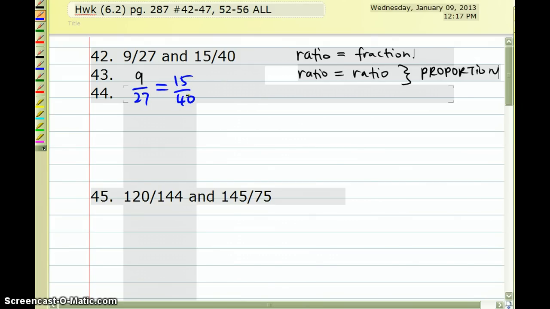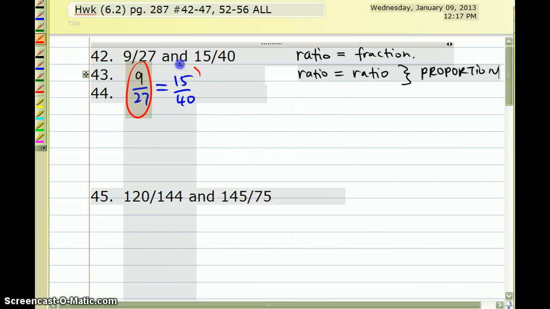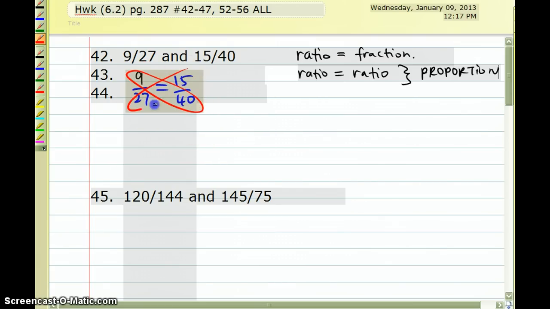How I know that is, if I look at both fractions, there are several ways to do that. I can look at how these two are related and these two, if they're in the same relationship. I can look at if the 9 and the 27 have the same relationship as 15 and 40. I can do cross multiplying to see if, when I multiply them together, they're equal.